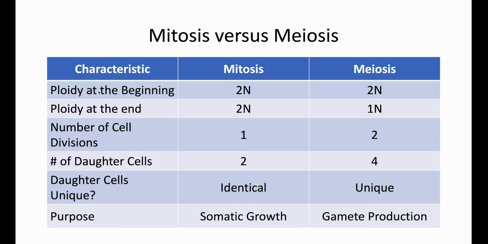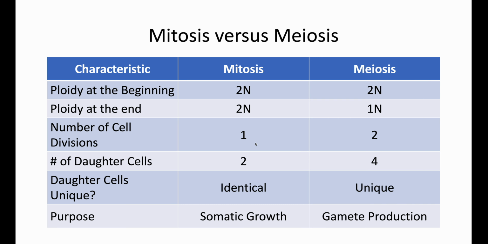So the ploidy at the beginning of mitosis and meiosis is diploid. Every cell has 2 copies of all the chromosomes. The ploidy of the cells at the end in mitosis is diploid still, but in meiosis the amount of chromosomes has been reduced by half. It's only haploid cells.